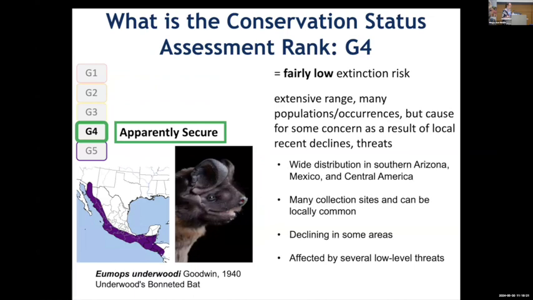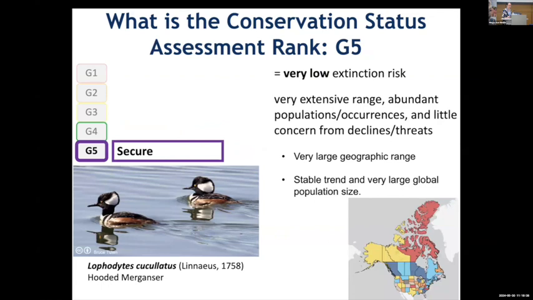Our next two ranks are not at risk yet. G4 is apparently secure with fairly low extinction risk with an extensive range, many populations, but there might be some current concerns about localized declines or threats. And G5 is secure with a very low extinction risk with a very extensive range, large population, and little concern for threats or declines.